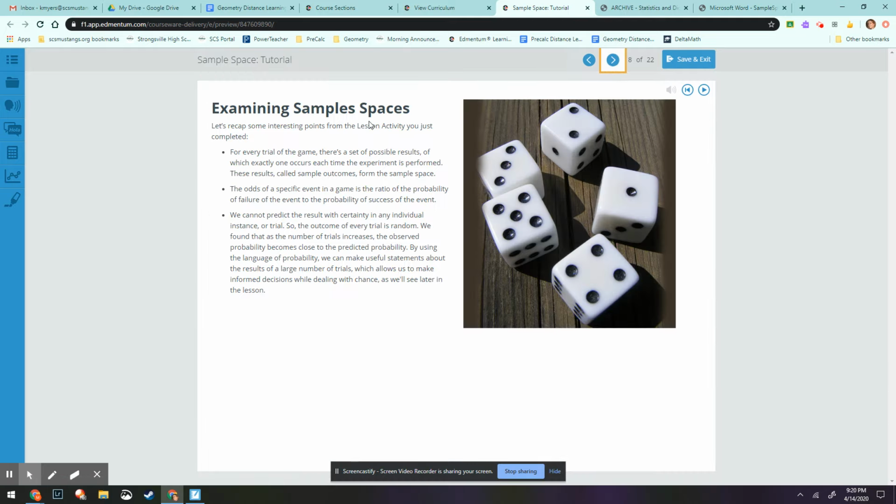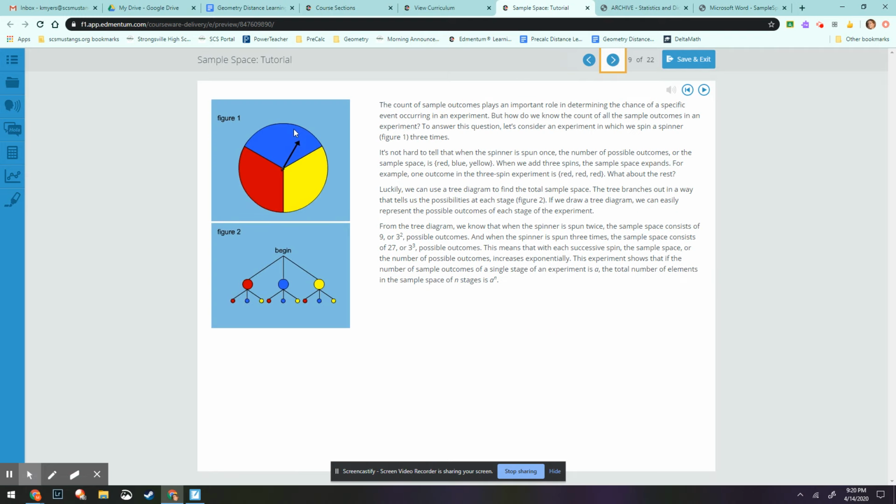Okay, and so let's just talk a little bit more about sample spaces. Every experiment has a different number of sample spaces. So we talked about the dice. If you're rolling 2 dice, then there were 36 possibilities of what could happen. However, if I have a spinner here, there's 3 colors, so it's pretty easy to figure out. If you spin it once, you have 3 possible outcomes. You could get red, blue, or yellow.